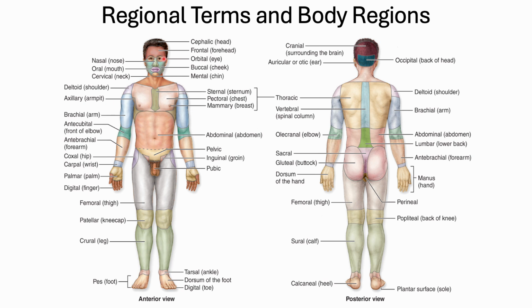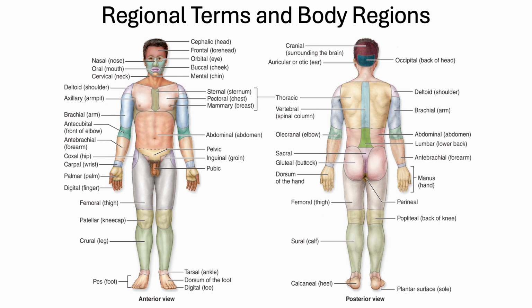All right? We need to know the anterior view as well as the posterior view. So now we don't just say heel pain, we say calcaneal pain. We don't just say the calf, we say the sural region. We don't just say the lower back, we say the lumbar region. We don't just say the elbow, we say the olecranon region. My favorite word is the back of the knee. That is the popliteal region. All right? But we should be familiar with all of these regional terms and body regions.